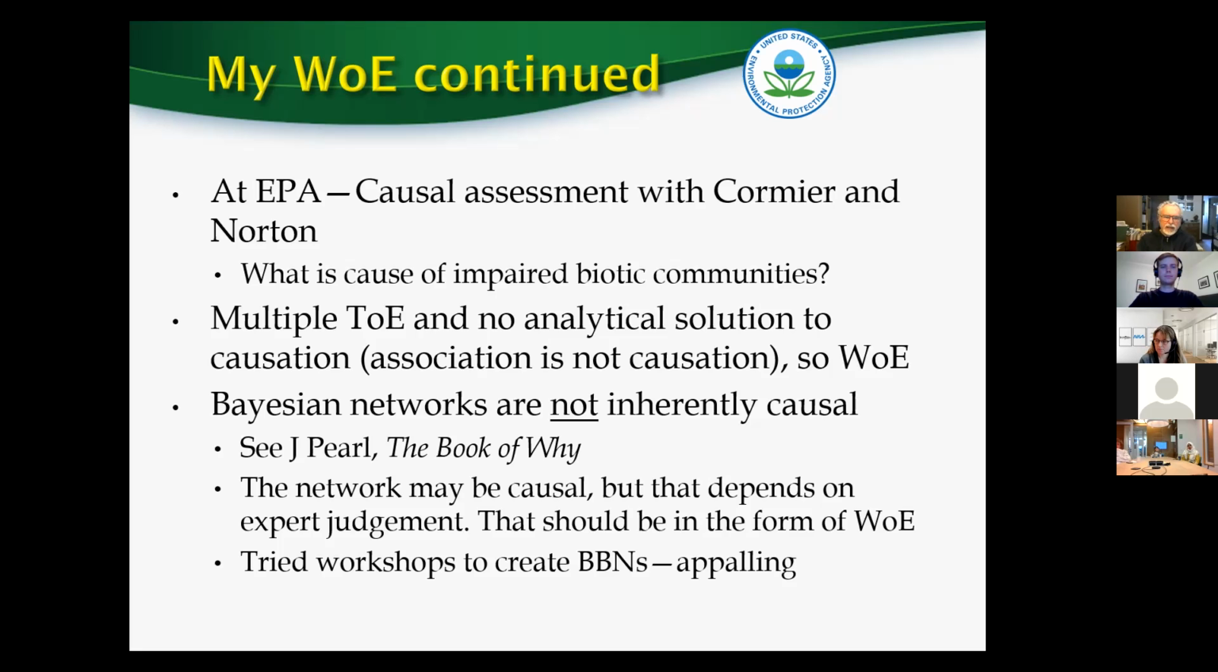And we tried some workshops to create DAGs and Bayesian belief networks, and in my experience, they're really appalling. People are willing to guess at anything, and they were clearly just pulling numbers out of the air. And some of them I knew from my experience as a field ecologist and toxicologist really had no basis in fact.